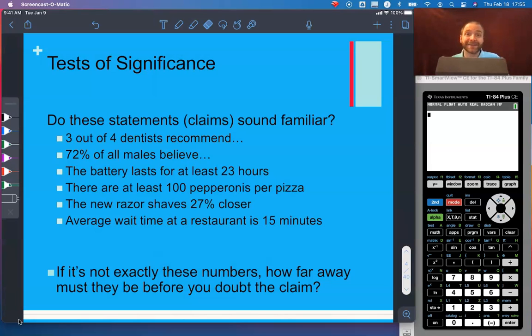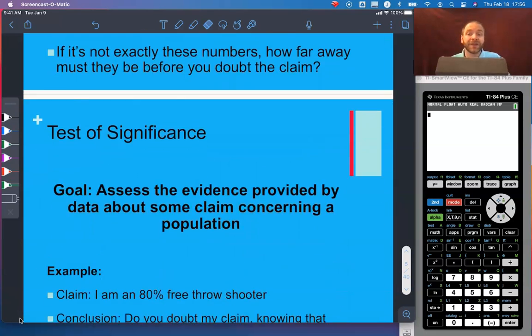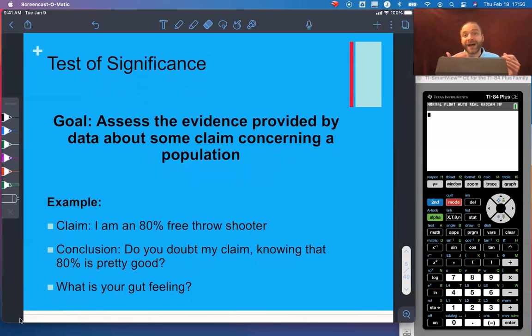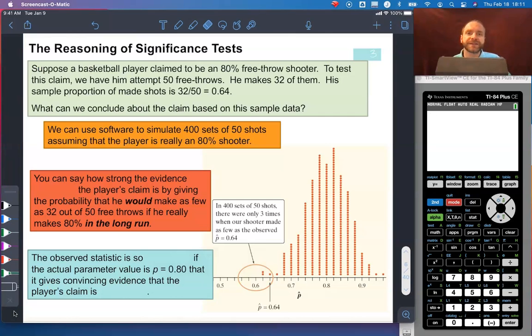Have you ever heard any of these claims before? 3 out of 4 dentists recommend. The battery will last at least 23 hours. There are at least 100 pepperonis on this pizza. Let's focus on that pizza one. What if there's 95? What if there's 98? What if there's only 80? If it's not exactly these numbers, if it's not exactly at 100 pepperonis, how far away must the data be before you start doubting the claim? And that's what we're going to be looking at with significance tests. So in other words, the goal is to assess the evidence provided by the data that we collect about some claim concerning a population.